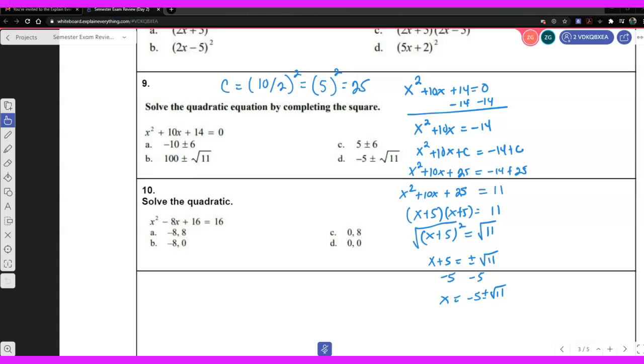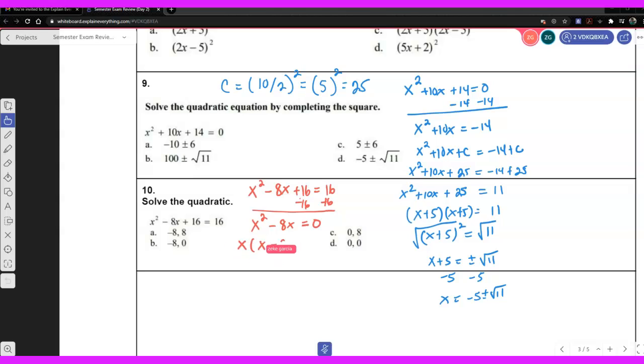Number 10, we're going to solve the quadratic. So we have x squared minus 8x plus 16 equals 16. You notice that the 16s are the same here, so we just have to subtract. And that just happened here by coincidence. So you have x squared minus 8x equals 0. So you don't have to complete the square, nor do you have to use the quadratic formula. You can just factor out x.